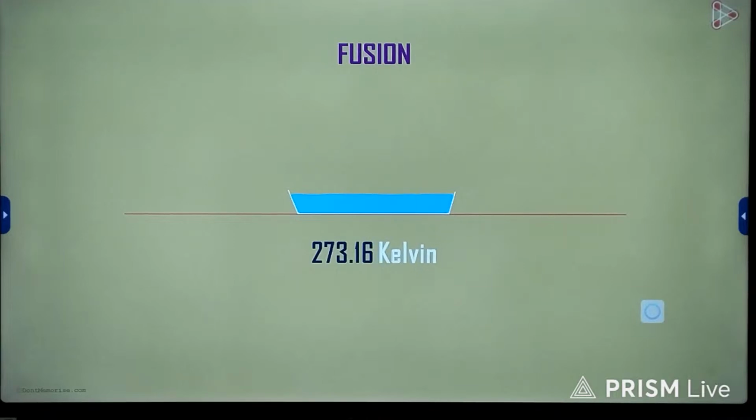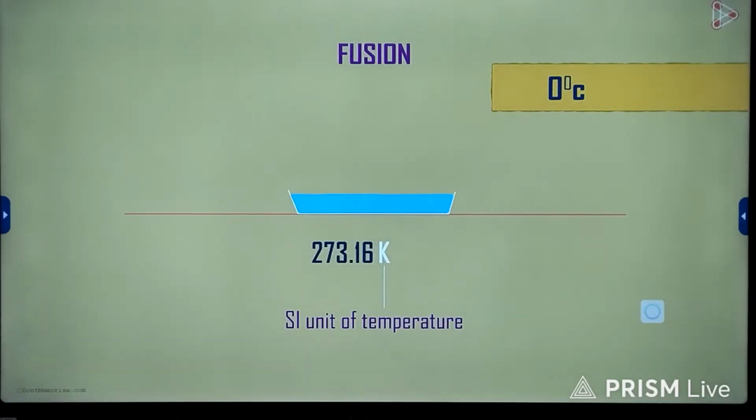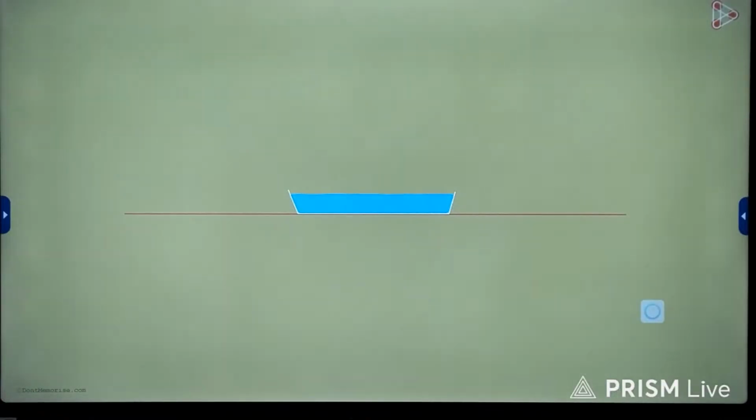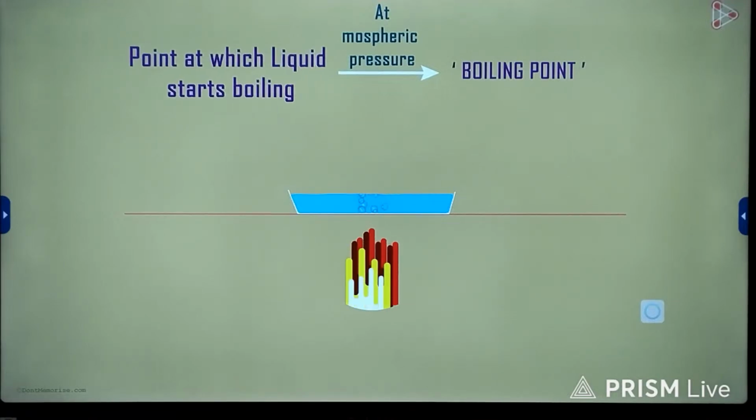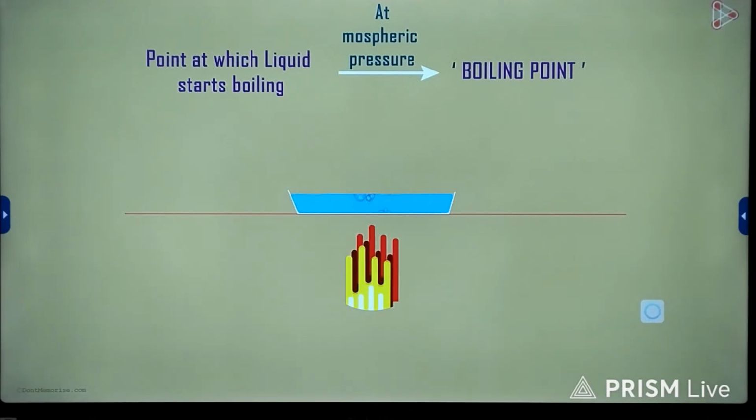What is Kelvin, by the way? It's the SI unit of temperature. And 0 degrees Celsius is 273.16 Kelvin. We come to this point again. Now, what happens when we continue to supply heat after the solid has melted? The liquid will start boiling after a certain amount of heat is absorbed. And the point at which this liquid starts boiling at atmospheric pressure is called its boiling point. Understand this well. It's the point at which liquid starts boiling at atmospheric pressure.